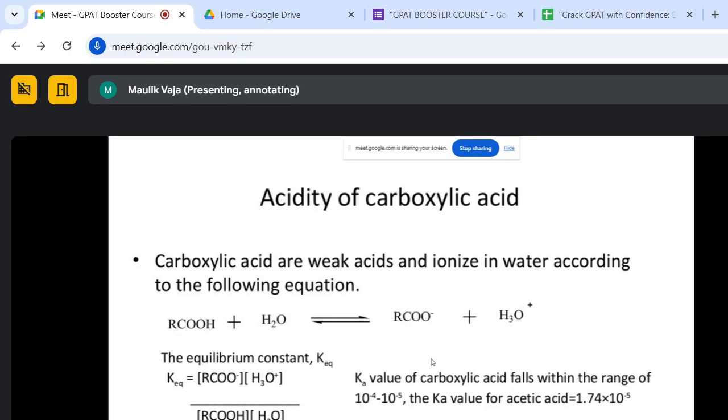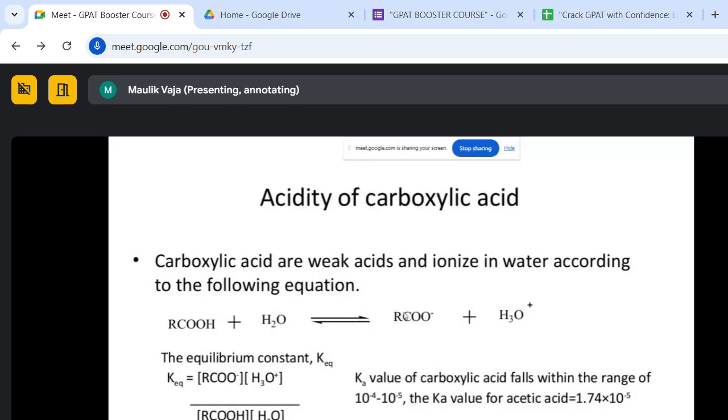Okay, para-nitrobenzoic acid and para-methyl benzoic acid. One is an electron donating group, methyl. One is an electron withdrawing group, nitro. Para-nitrobenzoic acid and para-methyl benzoic acid.